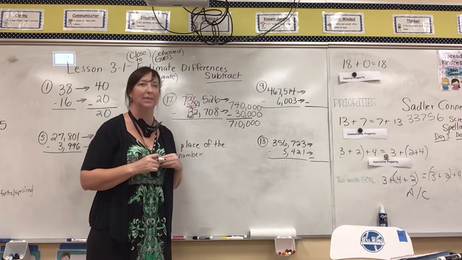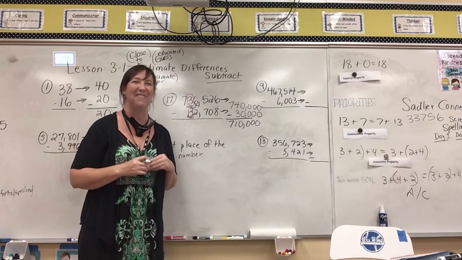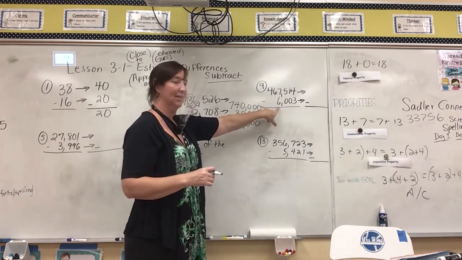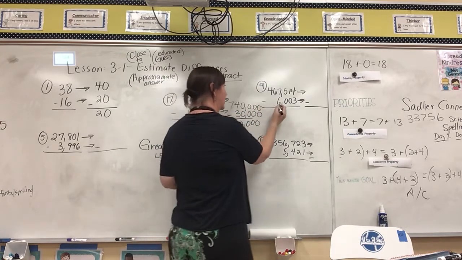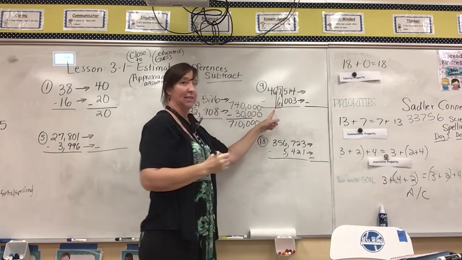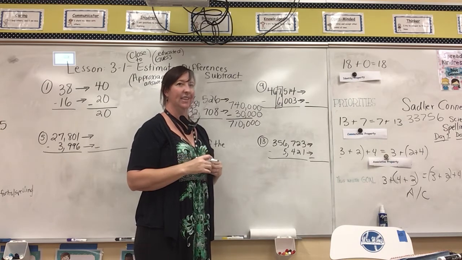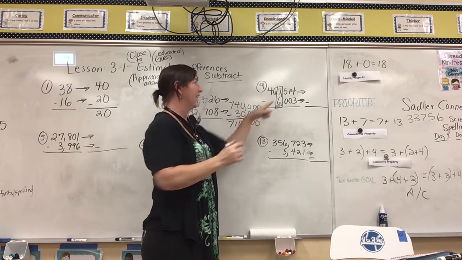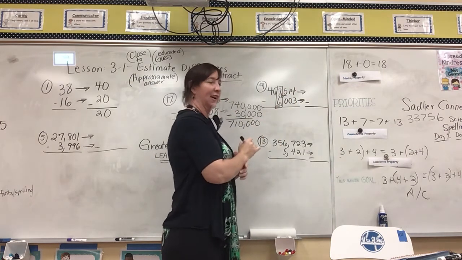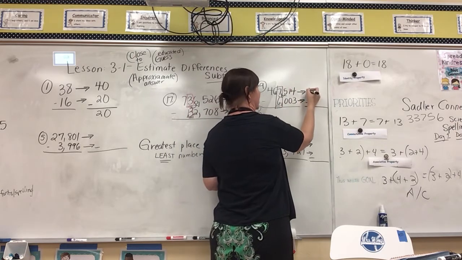Natalie, what is the greatest place of my least number? 6,000. Okay, it's my thousands place, and so I have to estimate both numbers to the thousands place. So what is this number going to round to? I look to the number to the right. If it's 5 or greater, that goes up. 8,000.